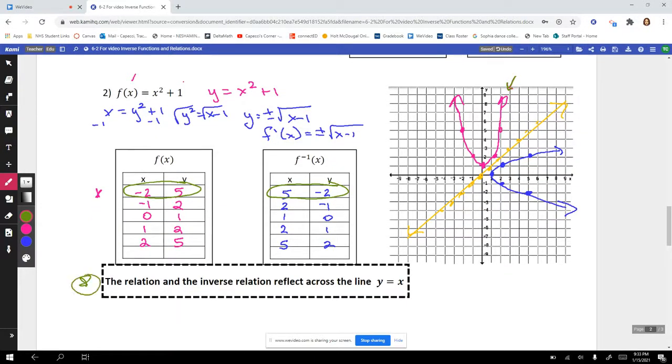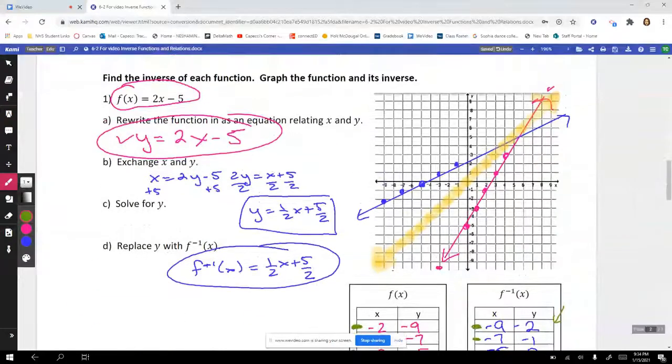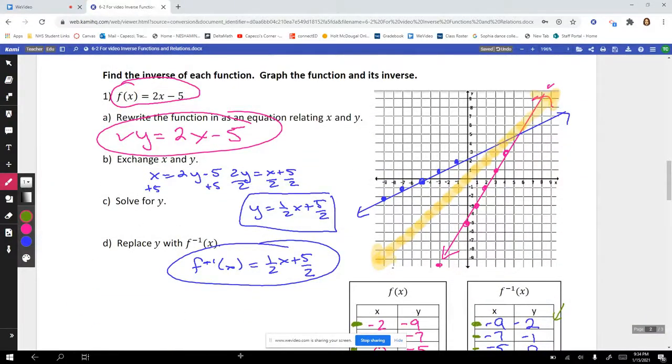The relation and the inverse relation reflect across the line y equals x, which is what this yellow line is right here. That's y equals x. And you can see if I kind of folded them on top of it, there is a reflection piece there. The same thing holds true if it's just a line. So even though these lines cross right here, there is a reflection piece. I did that along the yellow line. Okay, you can see that there's a reflection there.